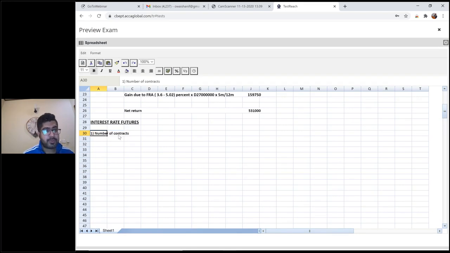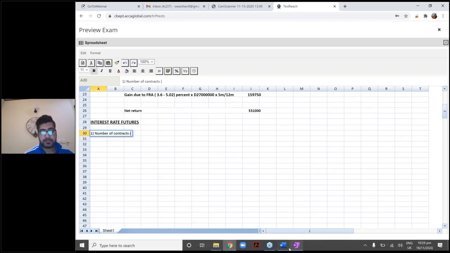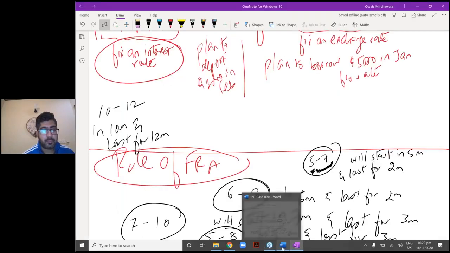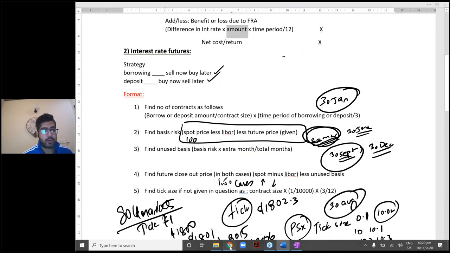Now, the number of contracts is basically found by taking, see the format, borrowed or deposit amount over contract size into time period for borrowing or deposit over 3. So it's basically the borrowed or deposit amount.